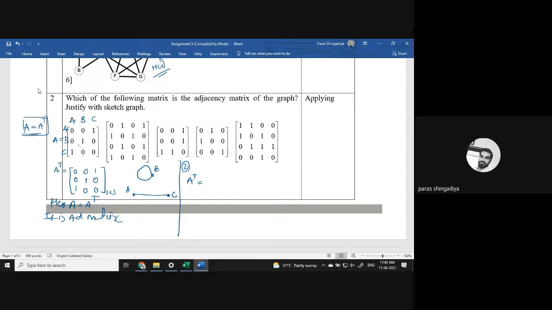A transpose is equal to, row will be column. Okay, 0 1 0 1, that is the first row will be the first column, second row will be the second column, 1 0 1 0. Third row will be the third column, 0 1 0 1, and fourth row will be the fourth column. Clear? So that is the same here. A is the same as A transpose. So here A is equal to A transpose, which means it is an adjacency matrix.